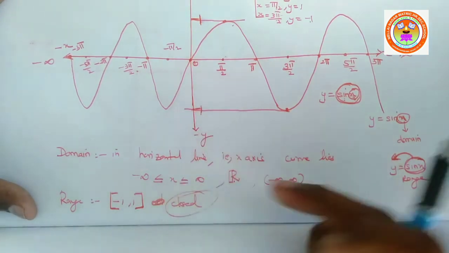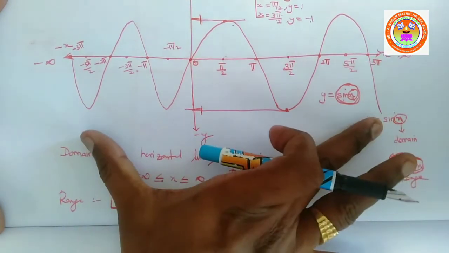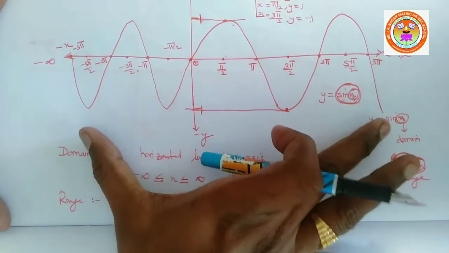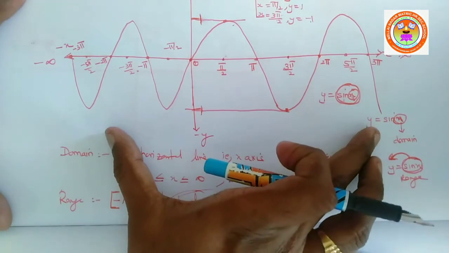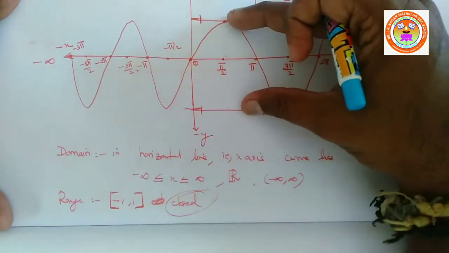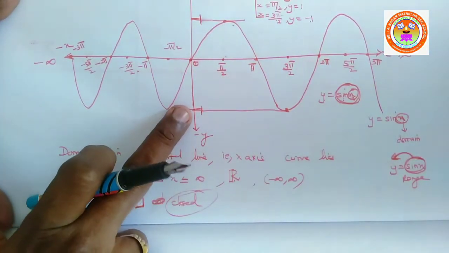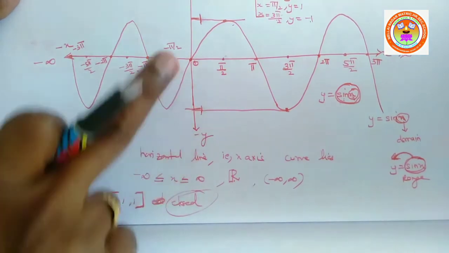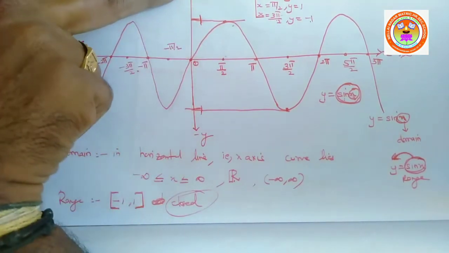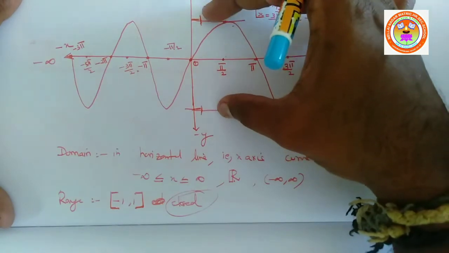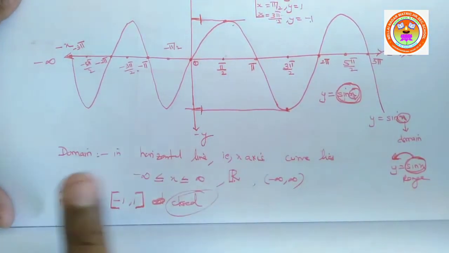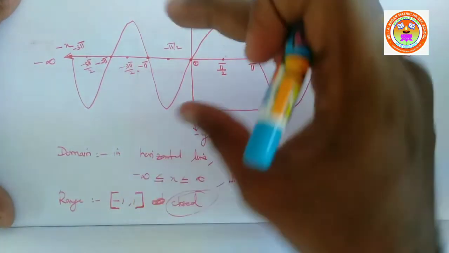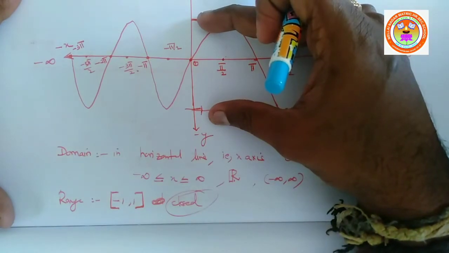So we have learned domain. What is my domain? The curve lies in the x-axis, so domain is where the curve lies on the x-axis. What is range? The curve lies in the y-axis. It does not move beyond minus 1 or beyond plus 1. The curve lies between minus 1 and 1. Therefore, domain means where the curve lies on the x-axis, and range means where the curve lies on the y-axis.